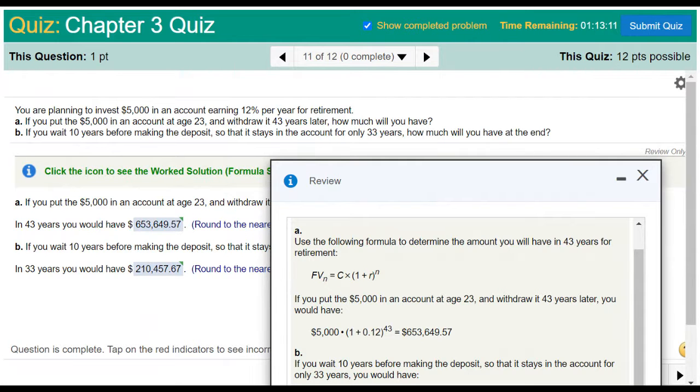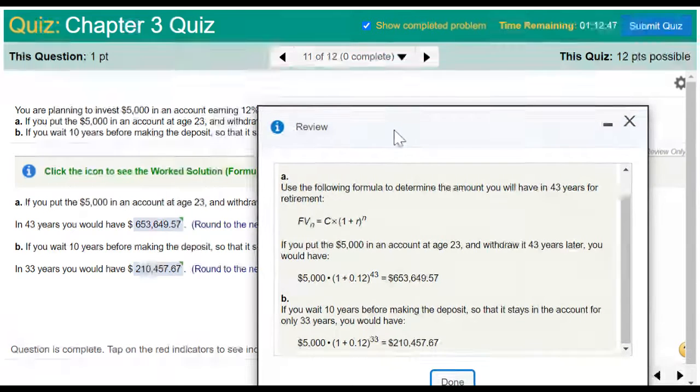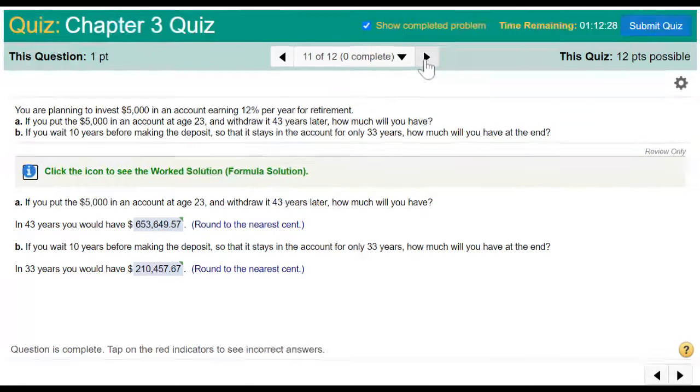So let's start over. N equals 43. IY equals 12. Payment is 0. Present value is 5,000. And then compute for future value. I should have seen this right here. This is the present value formula. You mean compute for future value? Future value, yes. And then this one is the same, but N equals 33.